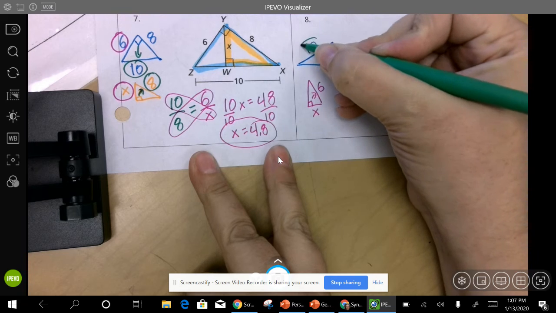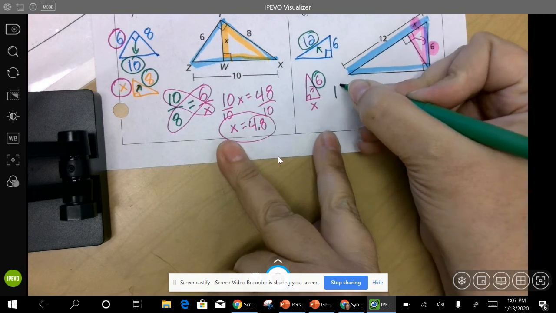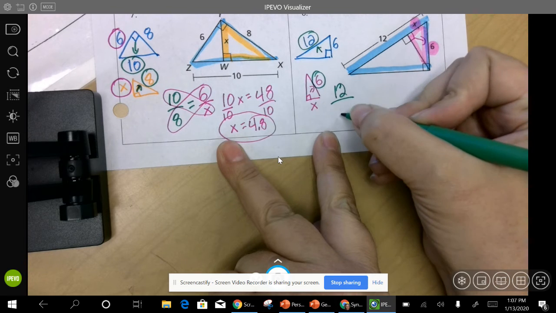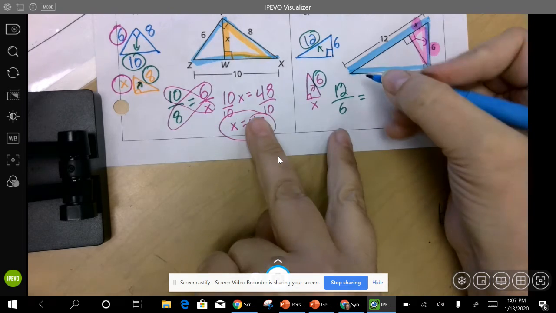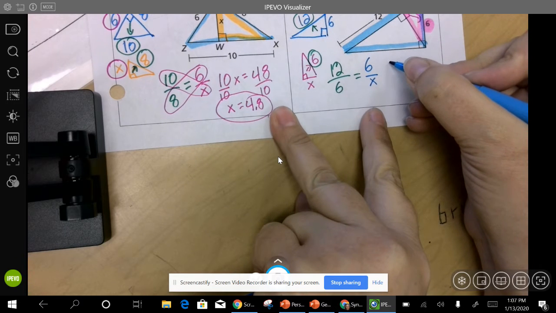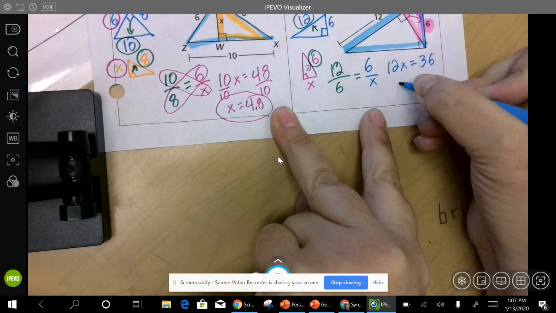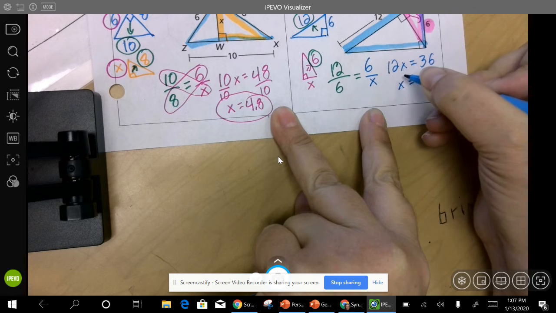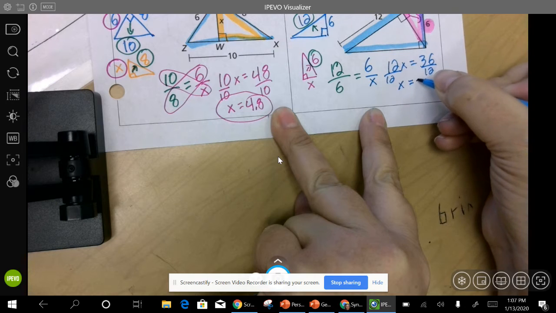So I can put 12 over 6. Those are both the hypotenuse, diagonally across from the right angle, is equal to 6 over x. Okay, we're going to cross multiply and divide. 36 divided by 12 is going to be 3.